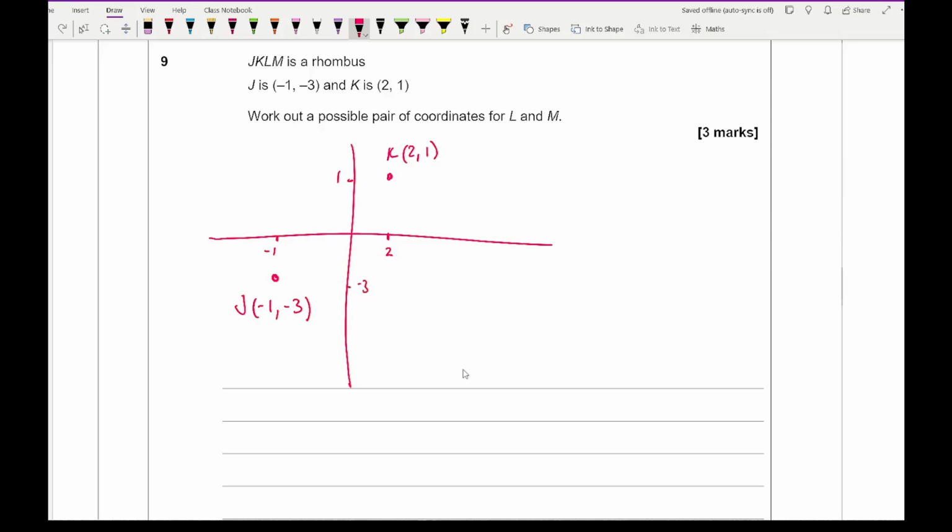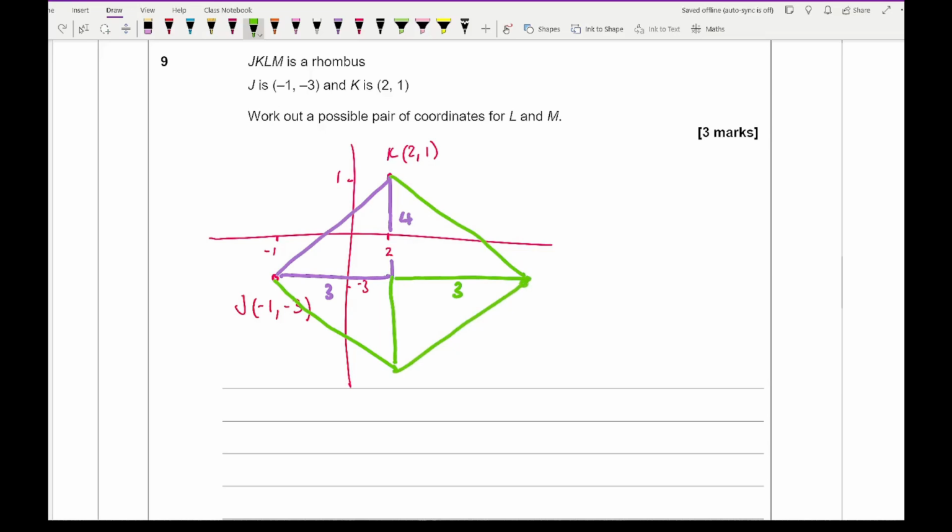Then looking at the triangle based on these two points, that triangle has a height, the difference between the y ordinates, of 4, and the difference between the x ordinates is 3. So if I'm drawing a rhombus, then if I repeat that triangle of 4, 3, what I've then got is something that looks like this. Now this point here is going to be L and this point here is going to be M.